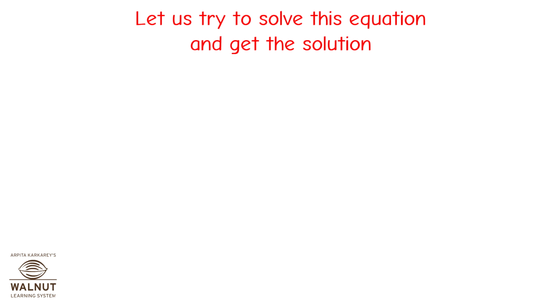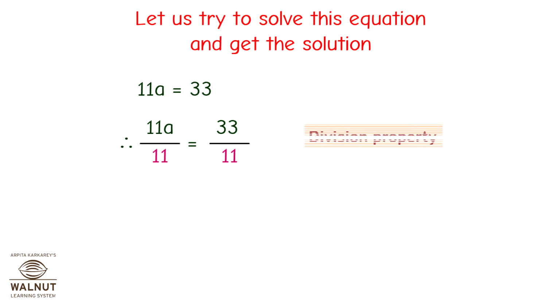Let us try to solve this equation and get the solution. 11a is equal to 33. Here, you can see that a is multiplied by 11. So we divide both the sides of the equation by 11 to get the value of a. Therefore, 11a divided by 11 is equal to 33 divided by 11. Here we are using the division property of an equality.